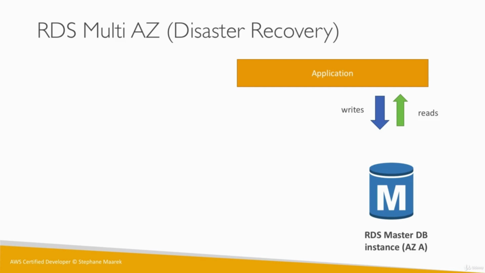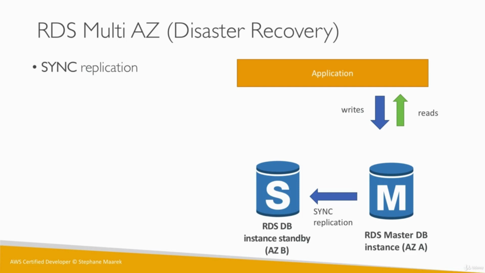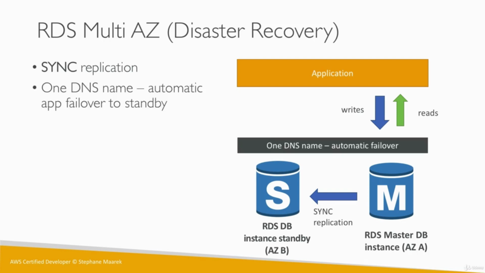So multi-AZ is basically your application still talks to the master database instance. Maybe it will be in availability zone A, and it'll do all the reads and the writes. And this master DB will have a synchronous replication to one DB instance that is called the standby, hence the name S. And that instance will be in AZ-B, okay, or C or whatever you want. And so basically the idea is that only one DNS name will be exposed to your application, and that DNS name will have an automatic failover from the master to the standby in case there are any issues.